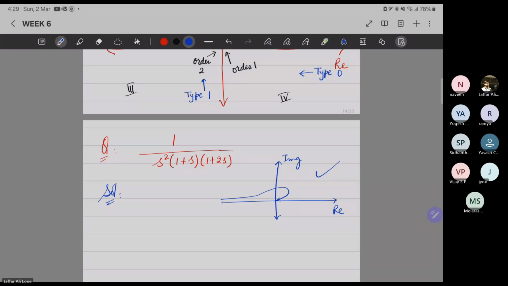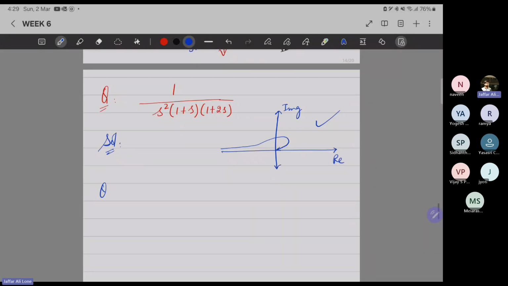But what if you have a question like this? G(s) equals (S plus 2) divided by (S plus 1) into (S minus 1). Please try to solve it. This is your open loop transfer function. Now you cannot apply that table. Why? Because there is a zero as well as a pole in the right half plane. So you cannot apply the table which I showed you right now.